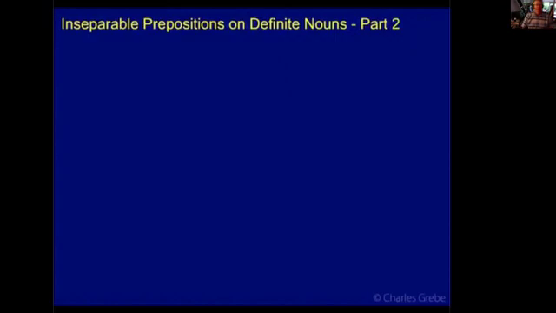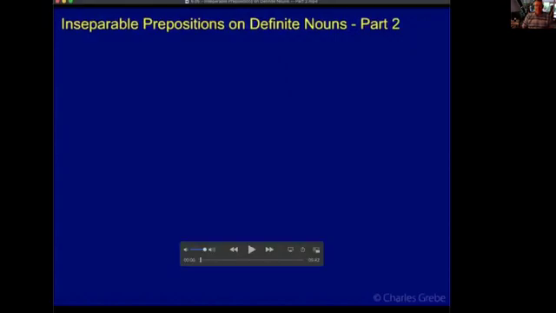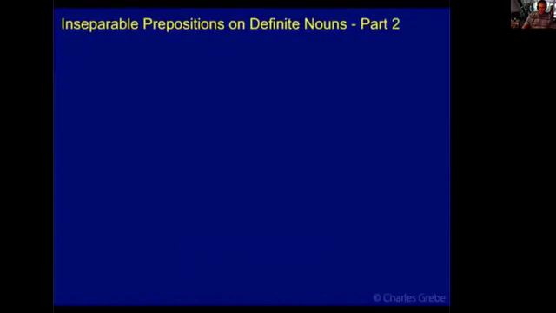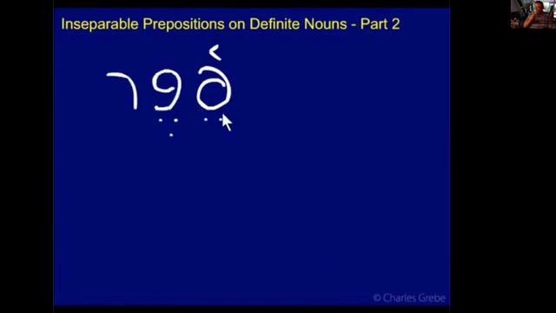So now we're going to talk about part 2 of inseparable prepositions. Inseparable prepositions on definite nouns, part 2. We had a module entitled this in the past, and there we looked at what happens when you put le, be, or ke, one of the inseparable prepositions, on a word that has a definite article ha. So let us review that. We'll look at the word sefer. This is an easy module compared to the last one. It's always nice. Sefer, book.